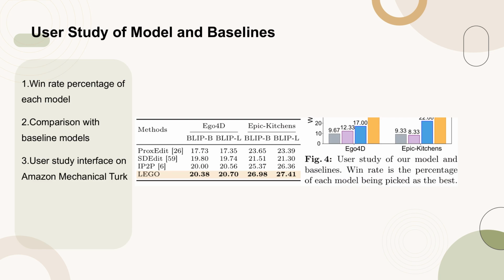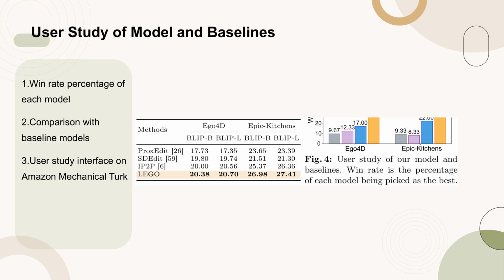Figure 4 presents the results of a user study conducted to evaluate our model and baseline models. The win rate, which is the percentage of times each model was selected as the best, is used as the primary metric. The study involved 60 examples from each dataset, with generated frames from our model and baseline models presented to raters on Amazon Mechanical Turk, AMT. The raters were asked to select the image that best aligned with the provided action label, while preserving the most contextual information from the input frame.